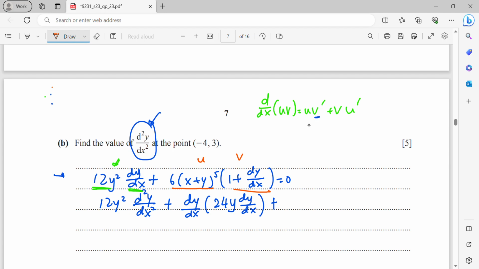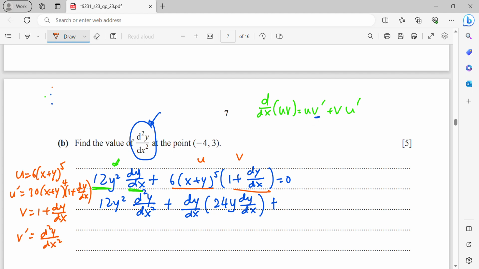Okay, so now maybe I can just write down the working here. So let u equals to 6(x+y)^5. So now when I need to differentiate, my u' is going to be bring down the 5. So I will get 30, then (x+y), then degree 4, then differentiate 1 + y, it will be 1 + dy/dx. This is my u'. Okay, then for the v equals to 1 + dy/dx, my v' is going to be 0 for the first term, and second term will be d^2y/dx^2.